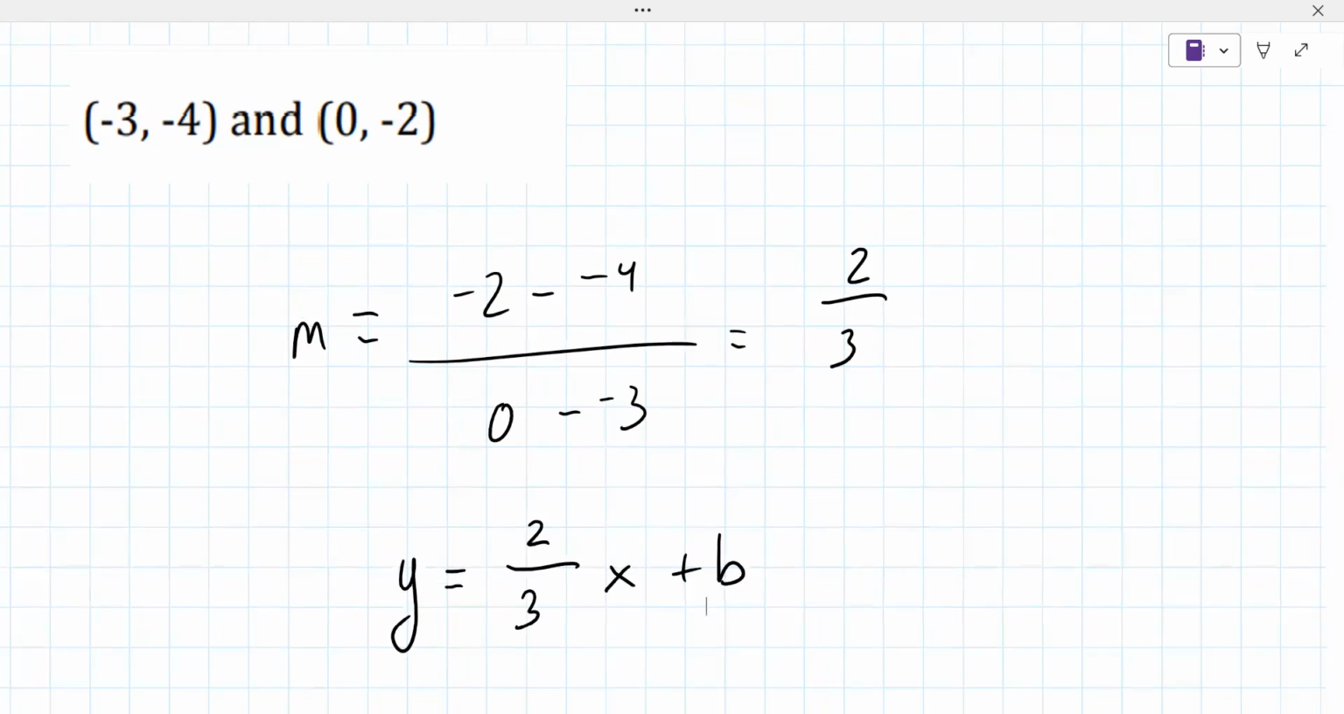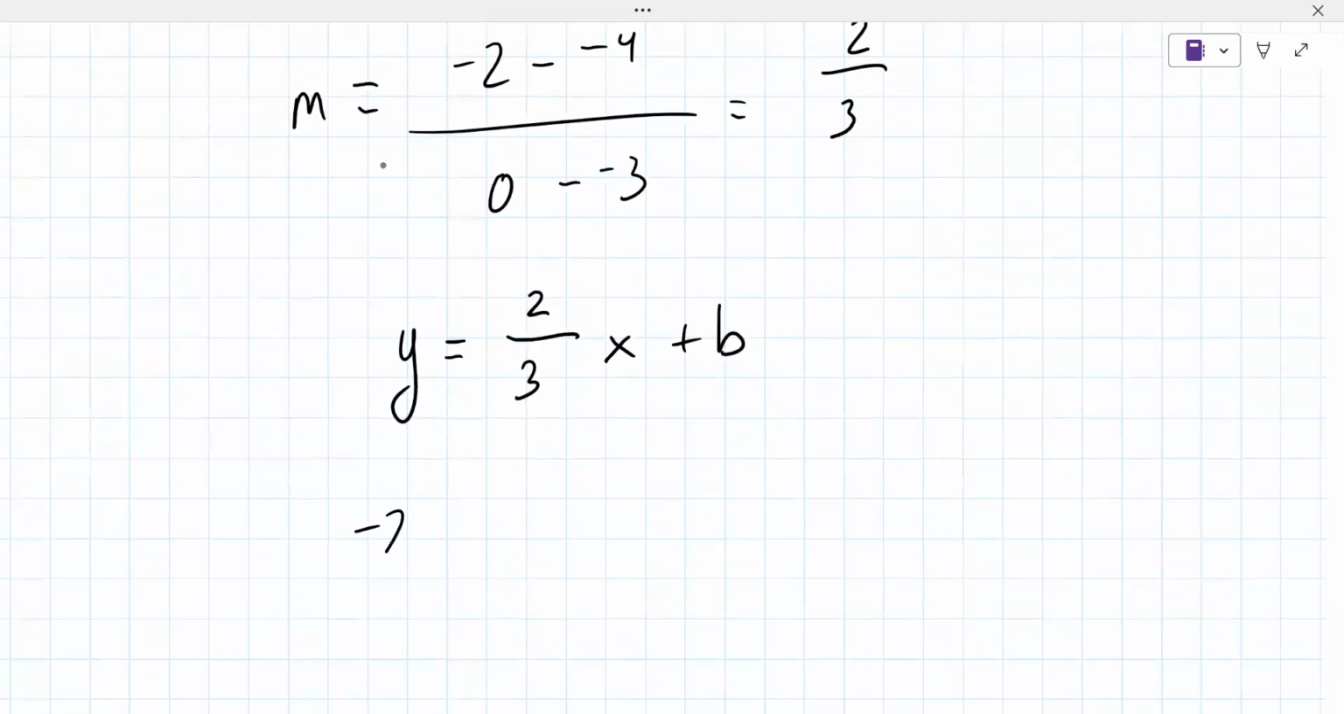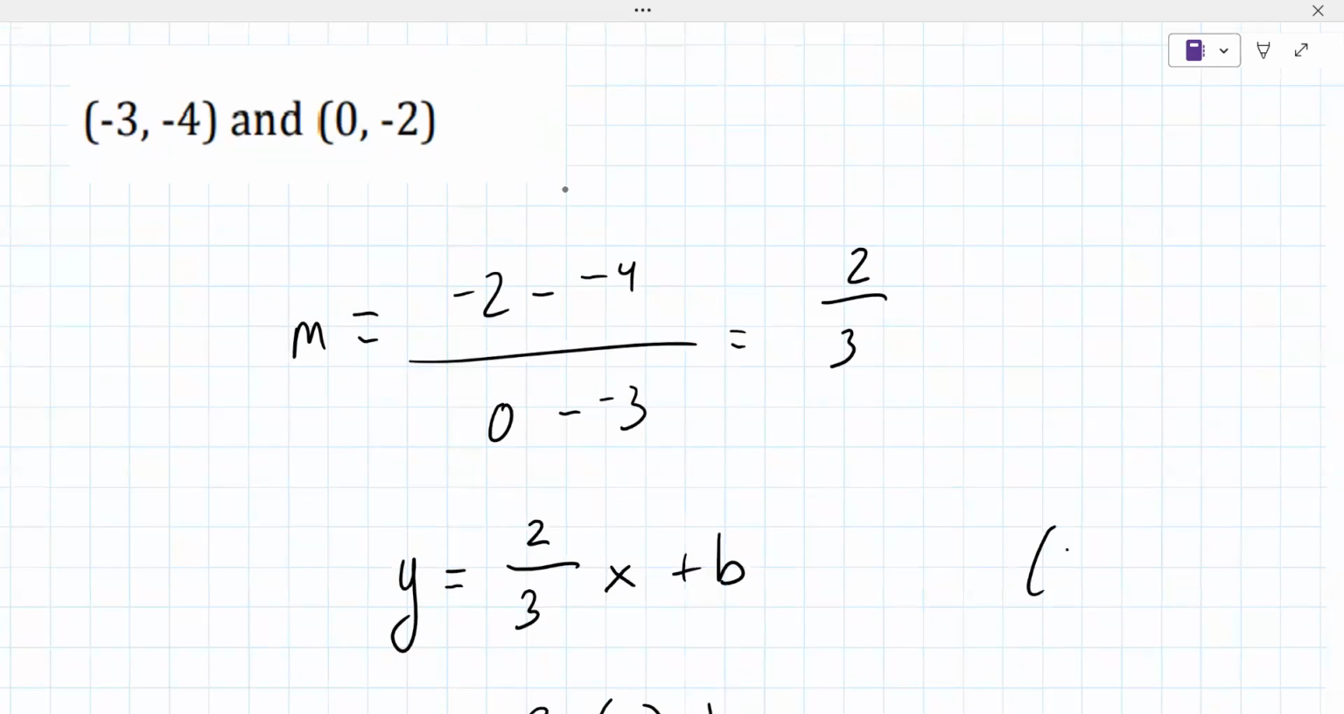Now you have a choice. You can either use -3, -4 or 0, -2. And I would use the 0, -2. You'll see why in a moment. So -2 equals 2/3 times 0 plus b. So you have to pick the ordered pair that you're going to use. It doesn't matter which one you pick.